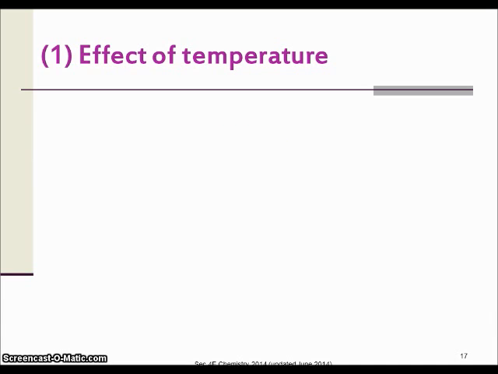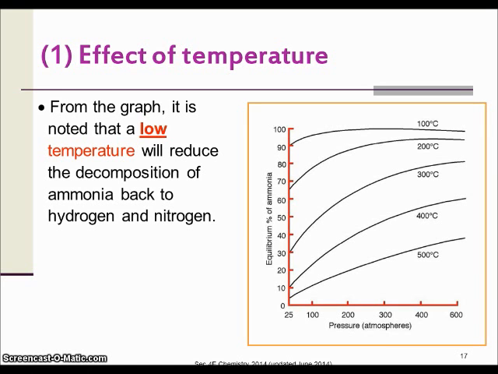Next, let us take a look at the effect of temperature on the reaction. What you are seeing here is the equilibrium percentage of ammonia that is formed from the reaction on the y-axis of the graph. Now, at a different temperature, you actually notice that the equilibrium percentage of ammonia that is formed from the reaction is actually different.